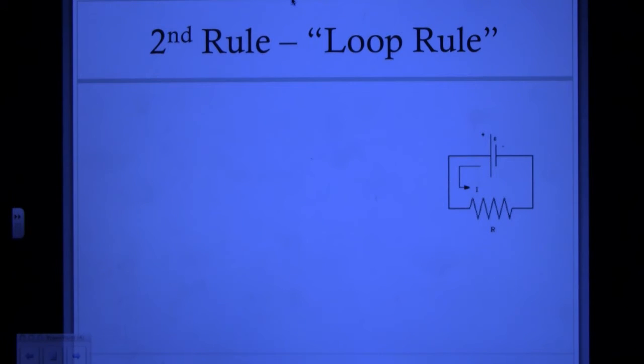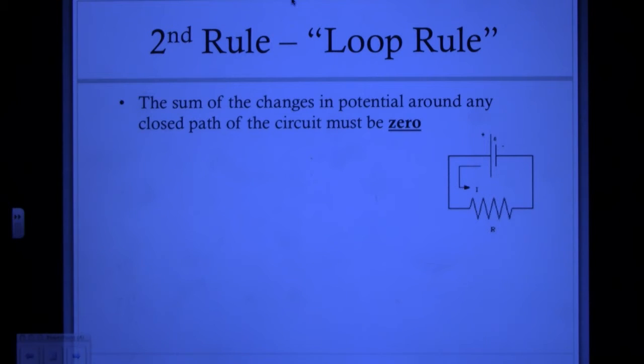The second rule is known as the loop rule. This states that the sum of the changes in potential around any closed path of the circuit must be 0. Simply stated, the total voltage in any closed loop is equal to 0. This rule is essentially a statement of the law of conservation of energy, because the voltage is directly related to the amount of energy that charge carries.